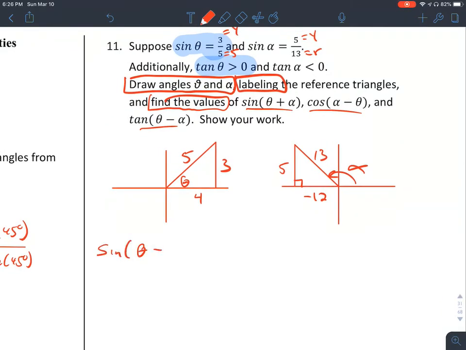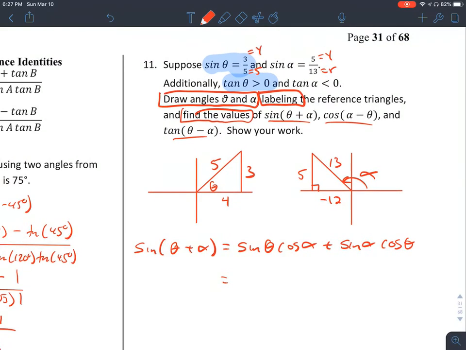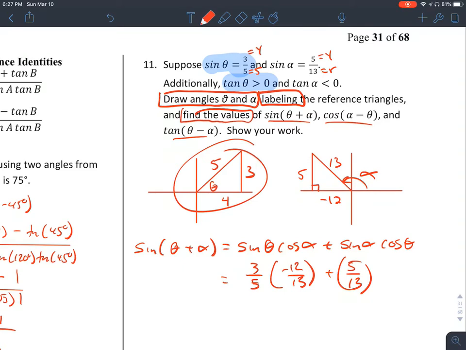Sine of theta plus alpha. Using the sum identity for sine, this is going to be sine of theta cosine of alpha plus sine of alpha cosine of theta. Sine of theta is y over r, from this triangle here. Cosine of alpha from this triangle is x over r, plus sine of alpha, that's this triangle, is 5 over 13 times cosine of theta, it's this triangle, that's x over r.